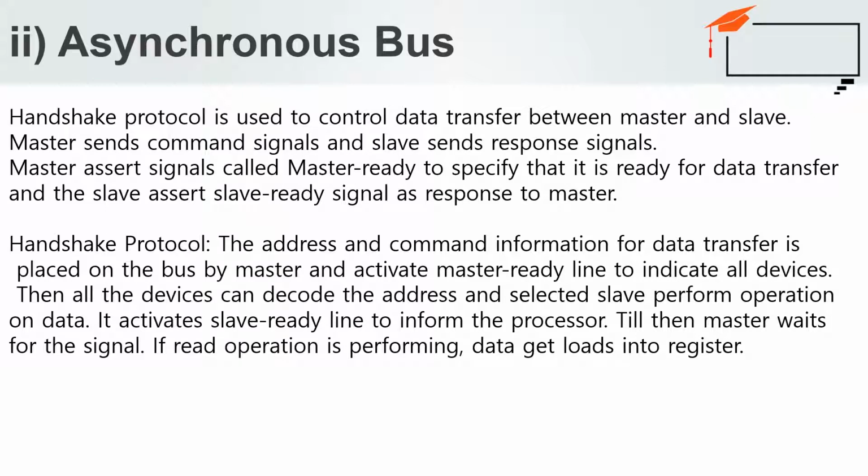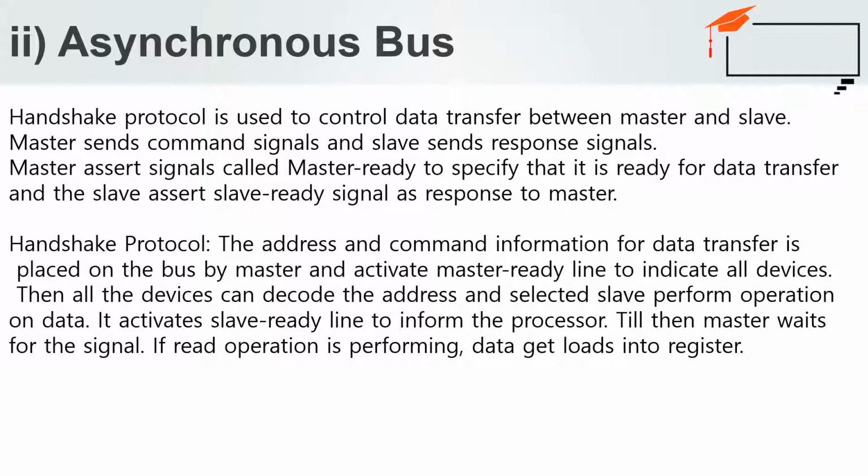Asynchronous bus. Handshake protocol is used to control data transfer between master and slave. The signals are exchanged between them. Master sends command signals and slave sends response signals. Master asserts a signal called master ready to specify that it is ready for data transfer, and the slave asserts the slave ready signal as a response to master.